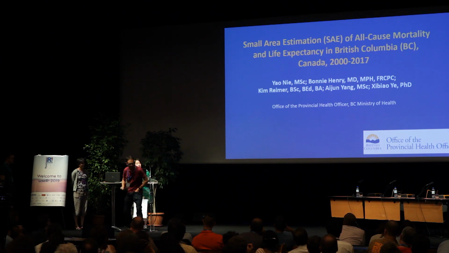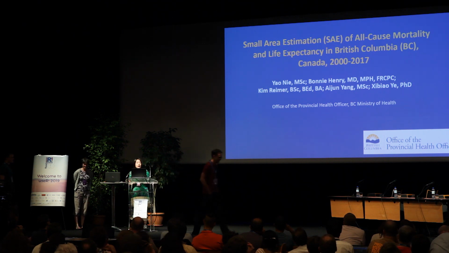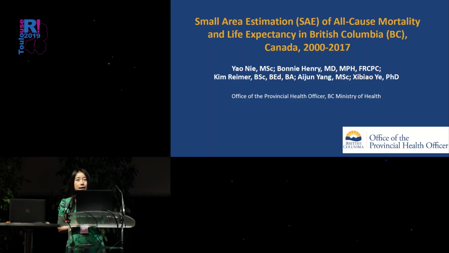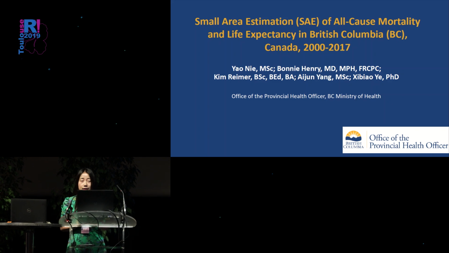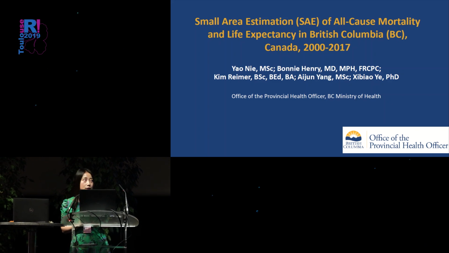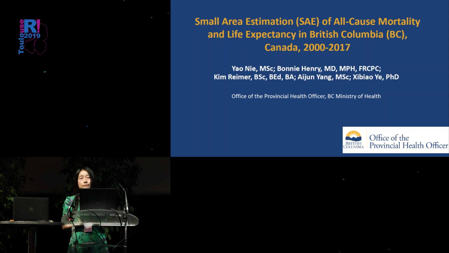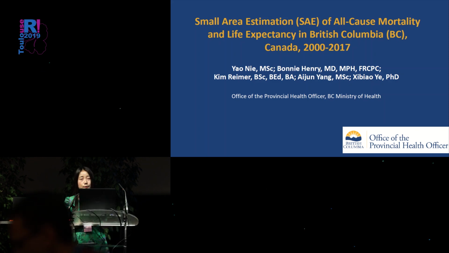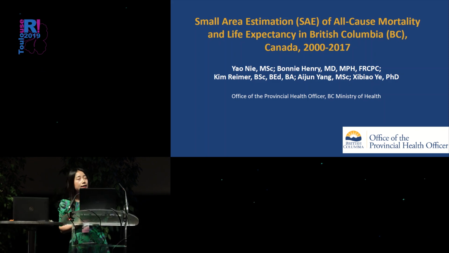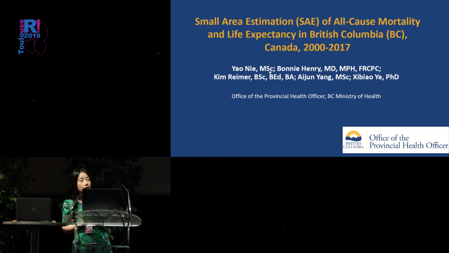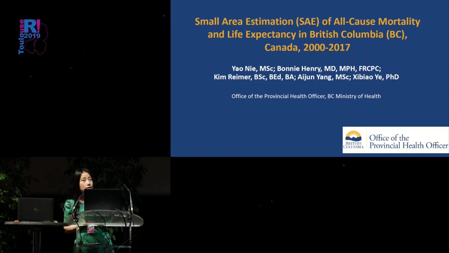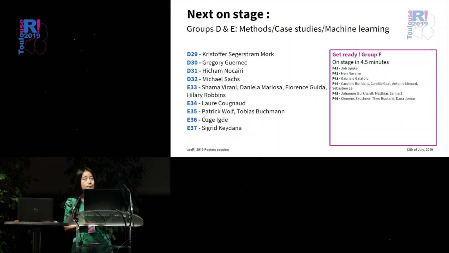We adopted Bayesian regression model to estimate age and sex-specific mortality rates and life expectancy in British Columbia, Canada. We found there were great variations in life expectancy. For example, in Metro Vancouver and Greater Victoria, that could be like 10 years larger in life expectancy compared to some of the remote areas. And we will incorporate socioeconomic covariates to further explore the disparities.